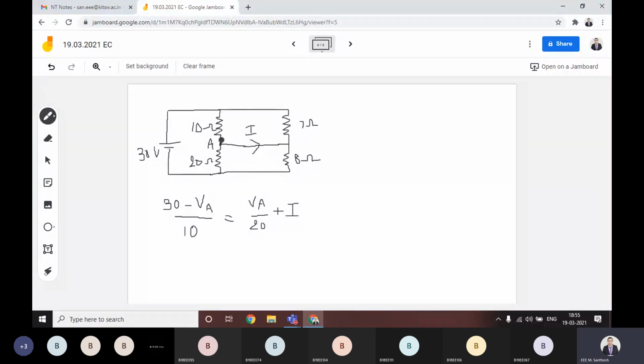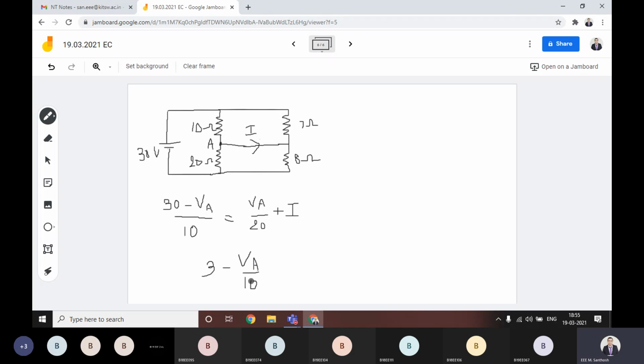Usually we will write VA minus 30 by 10. Actually I have written it for the left hand side, for that reason I have written 30 minus VA by 10 directly. Okay, then 30 by 10 will give you 3. Okay, this one is VA by 10, next term.